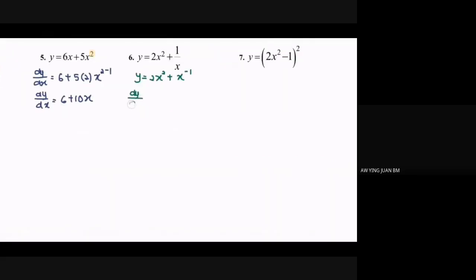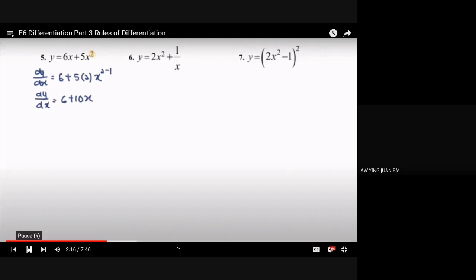So number 5, here we are going to differentiate y equals 6x plus 5x squared. Kindly refer to the rules of differentiation. So dy/dx will be equal to 6 plus 5 multiplied by 2, where we have the 2 as a power, then x to the power of 2 minus 1. Rewrite. So dy/dx is equal to 6 plus 10x. Here we have number 5.